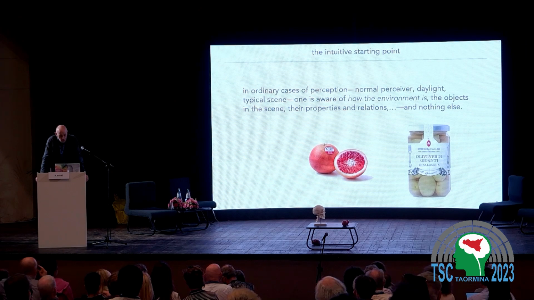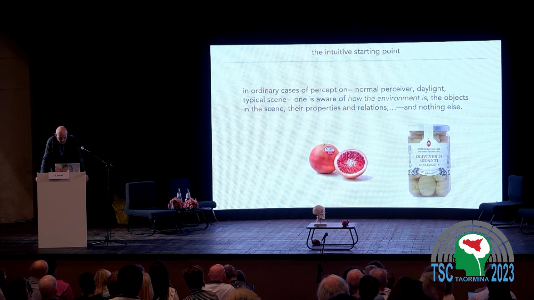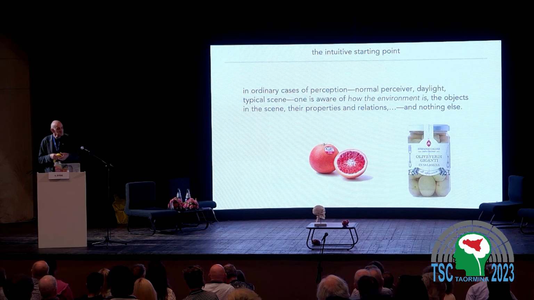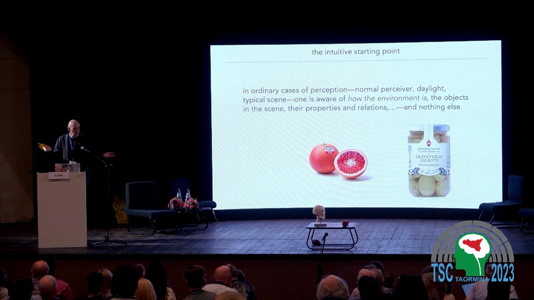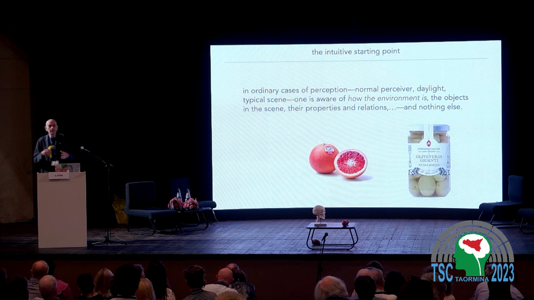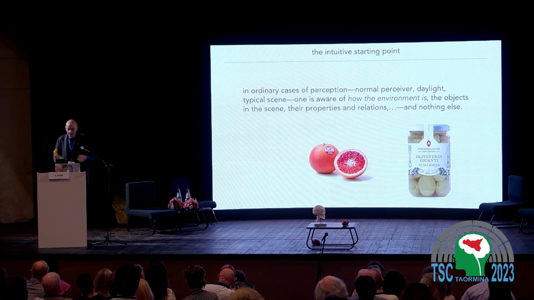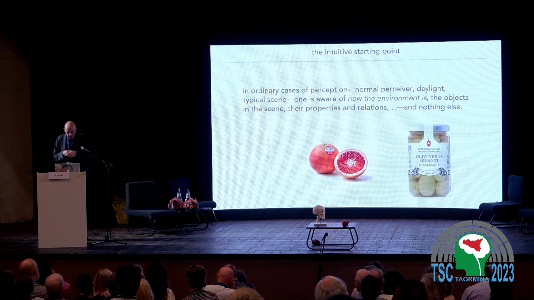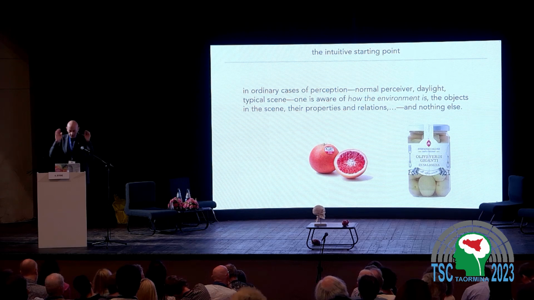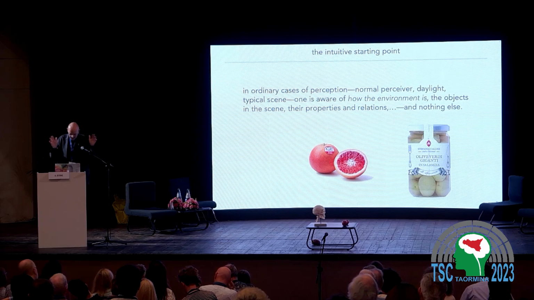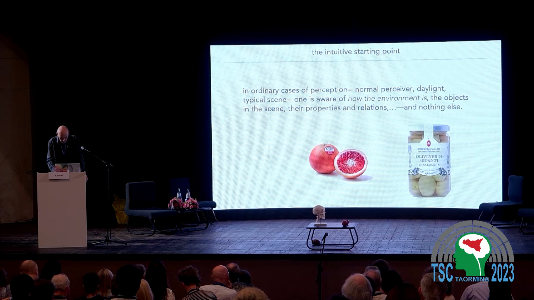Now, what's the intuitive starting point for the naive realist? Well, I think it's this. In ordinary cases of perception, where you've got a normal perceiver with a well-functioning set of perceptual systems, let's just concentrate on vision because everyone does, but the thesis is not supposed to be restricted to vision. You've got good viewing conditions, say daylight, you've got a typical scene, no funky objects, just jars of olives and blood oranges from Sicily and bananas and stuff like that. And in that kind of situation, you're aware of how the environment is. You're aware of objects in the scene, their properties, the relations they stand in to other objects in the scene, and nothing else. Reality is just laid bare. There it is. There's the scene. There's absolutely nothing else that you're aware of. Okay, that's the intuitive starting point.